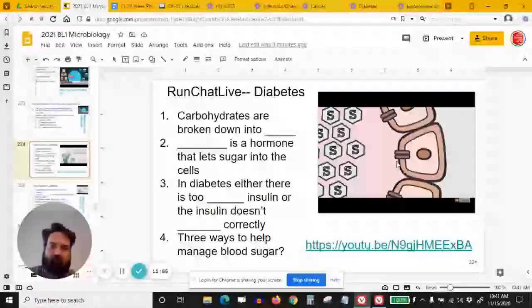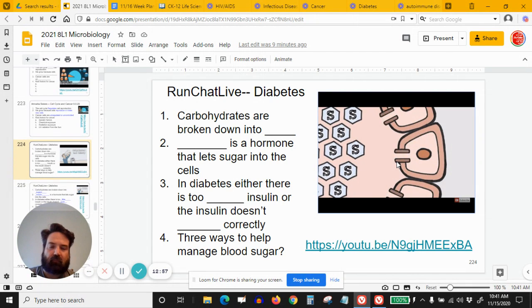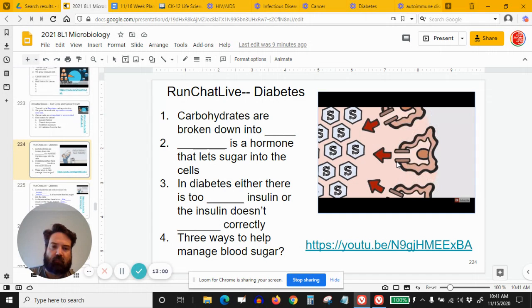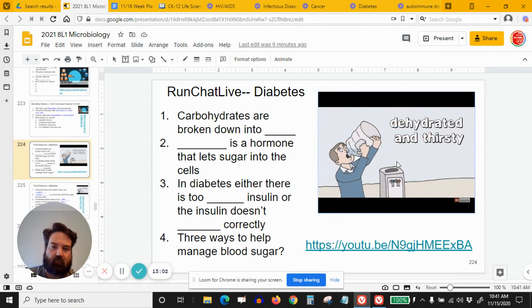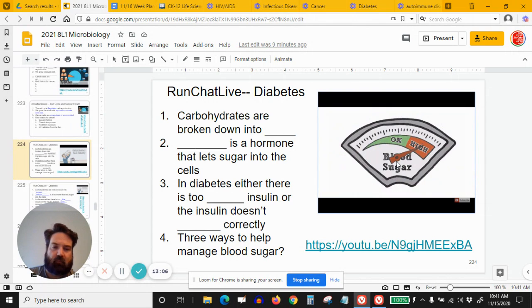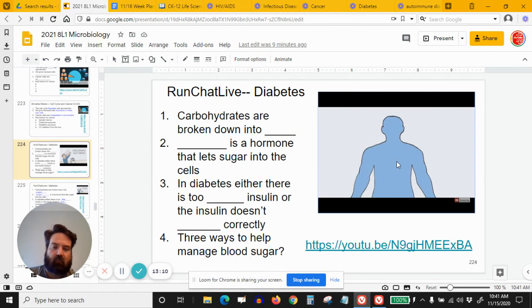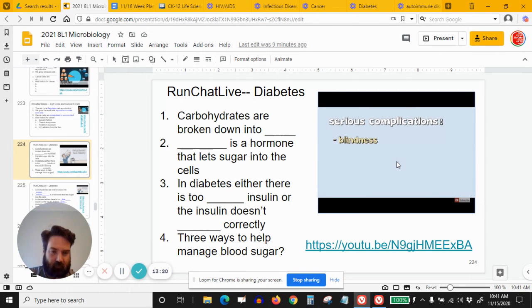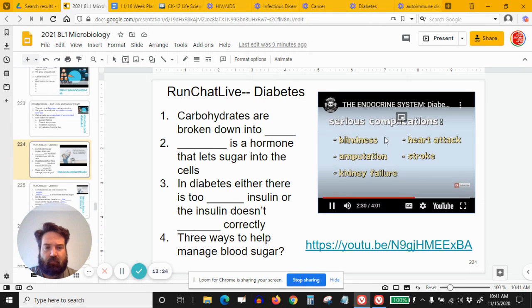Your body may try to dilute the excess sugar in the bloodstream by pulling fluid out of your cells. This can leave you feeling dehydrated and thirsty. Most importantly, over time, exposure to high blood sugar levels can cause damage to vital organs connected to the bloodstream, such as your eyes, kidneys, nerves, and heart. If not controlled properly, diabetes can lead to serious complications, such as blindness, amputation, kidney failure, heart attack, and stroke.